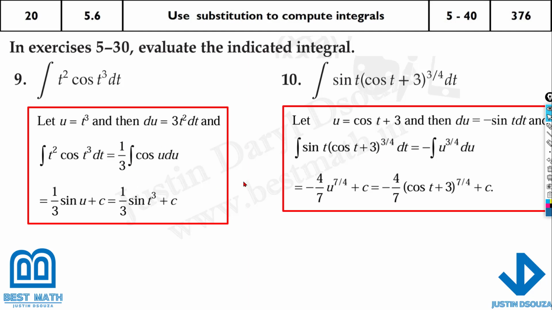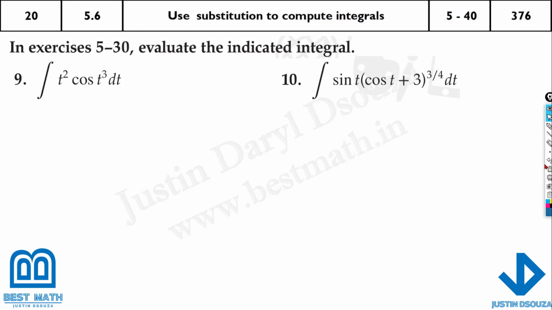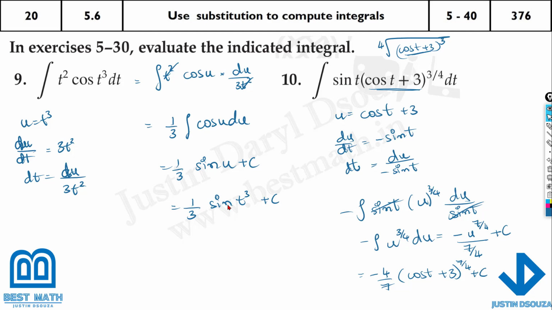Now here they have not written all the steps. It's very important you follow these steps. So even if you write so much, you should get the full marks. This is the rearranging of u in terms of u and dt, and then we substitute back in the given question and we get this simplified version.